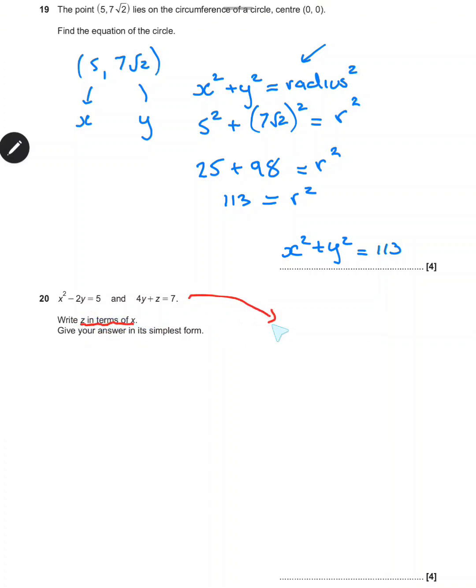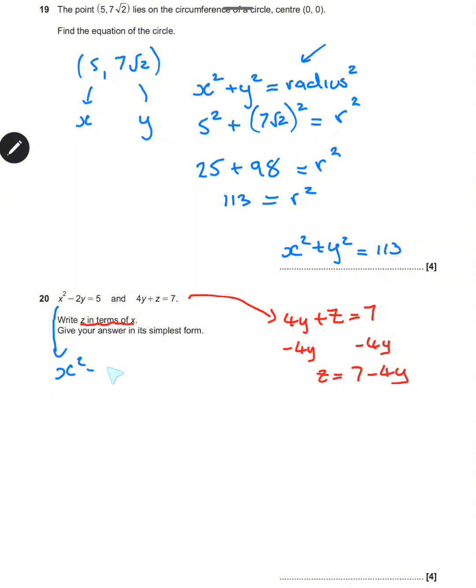So I'm going to start with this one, which says 4y plus z equals 7. And if I want z in terms of x, I need z equals. So that's what I'm looking for. So I'm going to take 4y from both sides and just get z equals 7 take 4y. So I've got an equation for z, but that is in terms of y, not in terms of x. So let's go back to this equation. If I can change this y to be in terms of x, then I can do some jiggery pokery. So watch what I'm going to do.